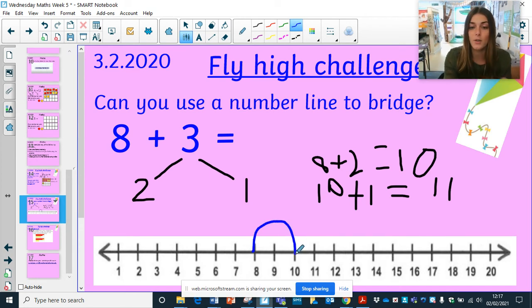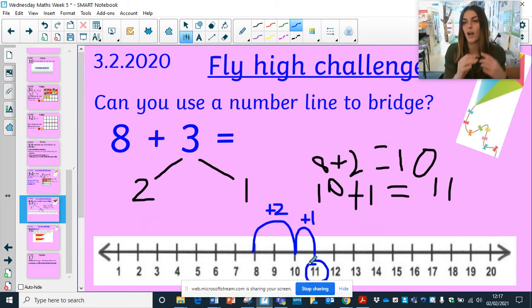So I've added 2, and you can write that if that helps you at the top. So I've added 2, and then I need to add 1 more. So this is really good to draw and show your partitioning, because it helps you with your bridging and your recording on your number line. So you've added your 2, and I know that I now need to add 1 more. Okay, so I add my 1 more. And again, you can write that on there. I'm doing my very best, so it's nice and clear. And then you can circle your answer.